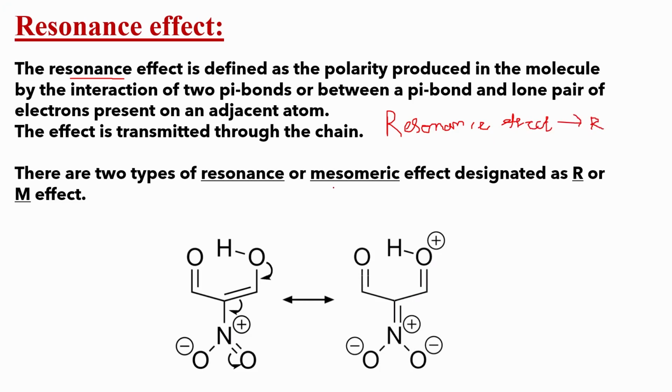Okay, now the mesomeric effect. What is the mesomeric effect? The mesomeric effect is actually the M effect. So it is also known as the M effect. This is called the M effect. So now we'll discuss an example.